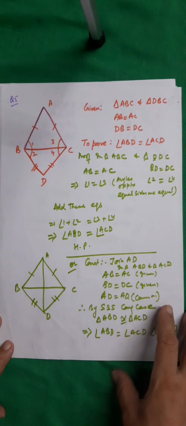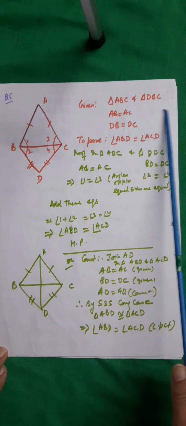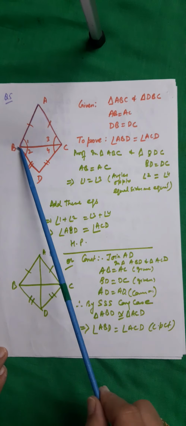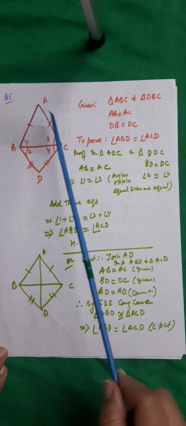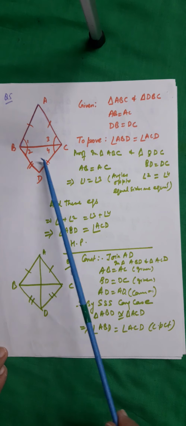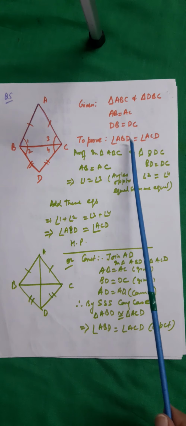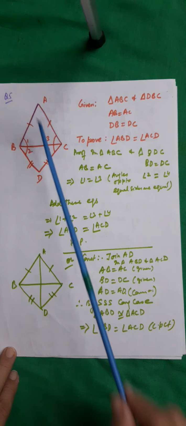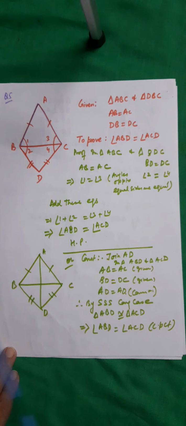Question number 5. What is given to us? Triangle ABC and triangle DBC. These two triangles are given in which AB is equal to AC and DB is equal to DC. To prove angle ABD is equal to angle ACD, means these two angles are equal.